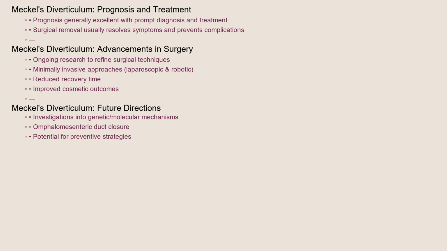The prognosis for individuals with Meckel's diverticulum is generally excellent, especially when diagnosed and treated promptly. Surgical removal of the diverticulum usually resolves the symptoms and prevents future complications. Research is ongoing to refine surgical techniques and identify potential genetic predispositions to this condition. Minimally invasive approaches, such as laparoscopic and robotic surgery, are constantly being refined to reduce recovery time and improve cosmetic outcomes. Furthermore, investigations into the genetic and molecular mechanisms underlying omphalomesenteric duct closure during development may eventually lead to a better understanding and potentially even preventive strategies for Meckel's diverticulum in the future.